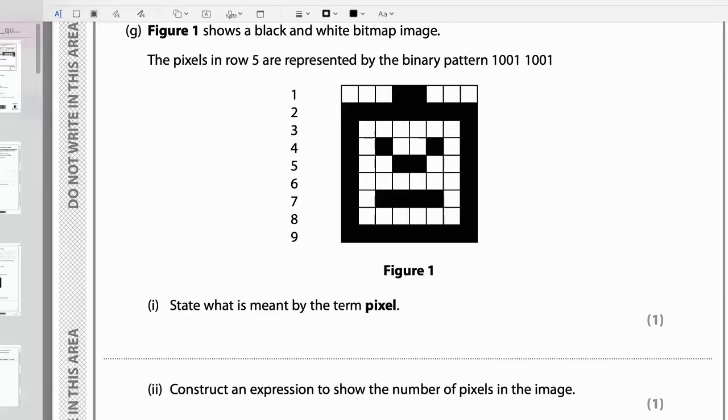G. Figure 1 shows a black and white bitmap image. Pixels are in row 5, represented by the binary pattern there. State what is meant by the term pixel. Pixel is the smallest addressable block of colour.